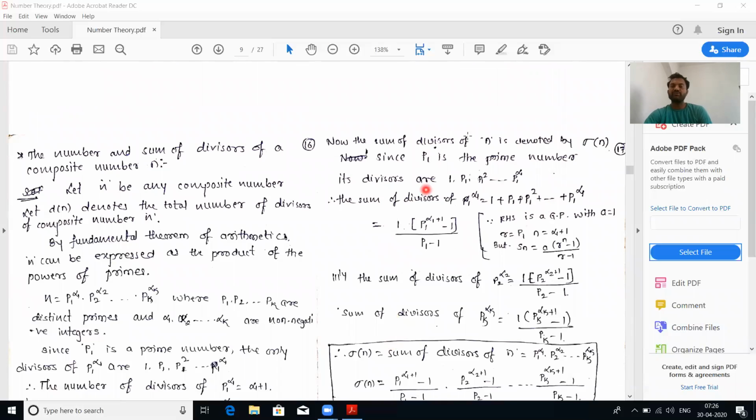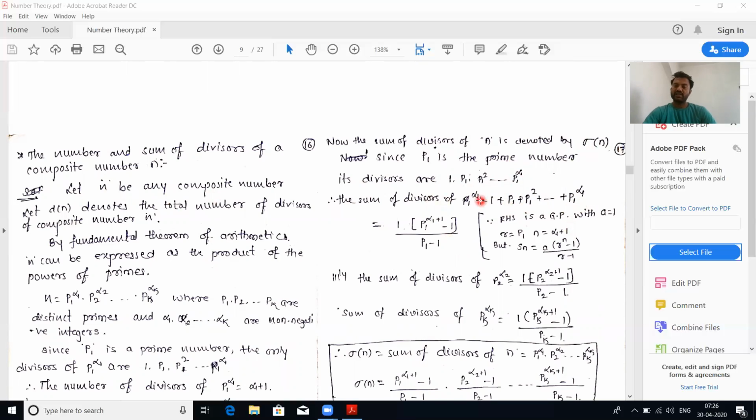Now, the sum of divisors of n is denoted by sigma n. The number of divisors we have taken as D of n, and now we take the sum of divisors as sigma n. Since p1 is a prime number, the divisors are 1, p1, p1 square, and so on up to p1 raised to alpha 1. But here we need the sum of divisors, so we add all these divisors: 1 plus p1 plus p1 square, and so on up to p1 raised to alpha 1.